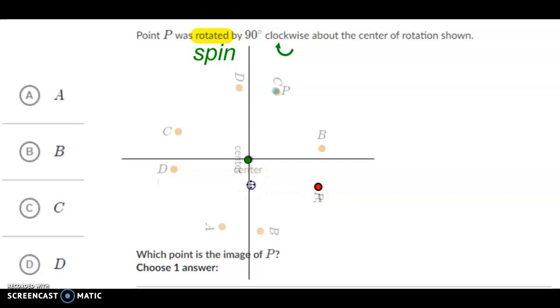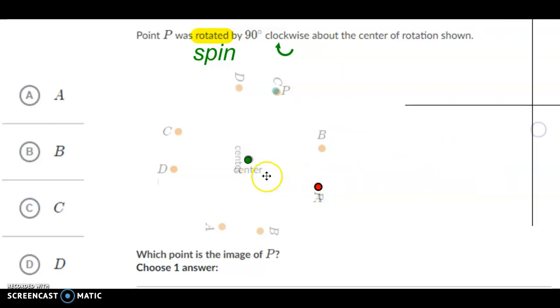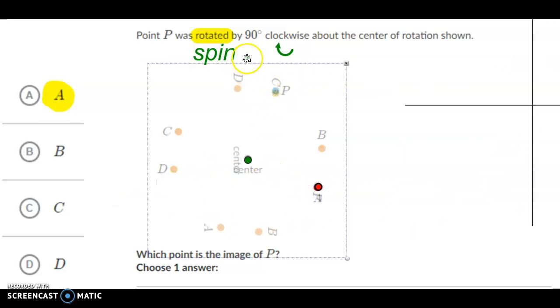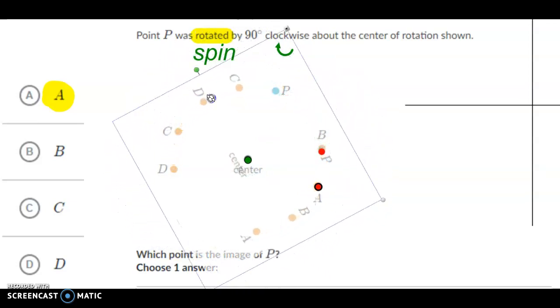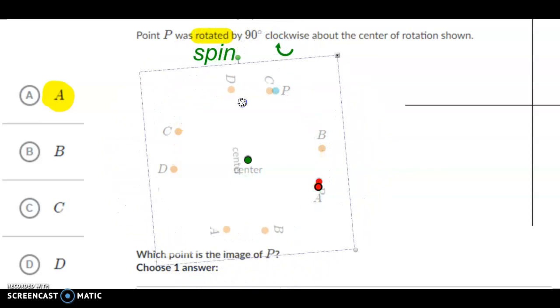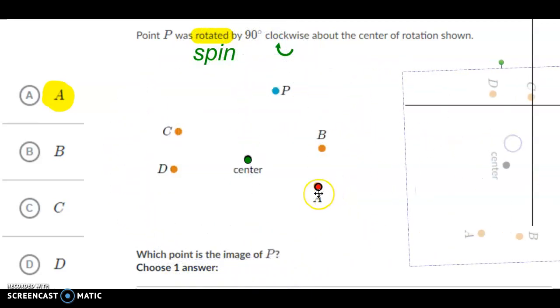So let's put this out of the way, and let's see what we have. We started here at point P, and we ended up over here at point A. And so our answer to this problem would be A. Let's take a look at that one more time. If I'm on my center here, what we actually did, we were here and we spun it 90 degrees and we landed here on point A.